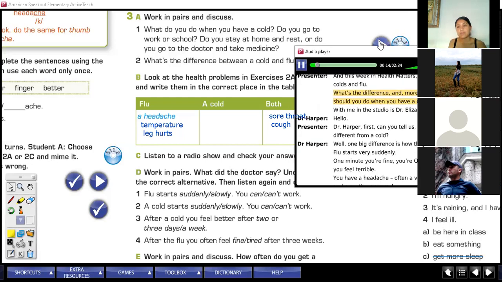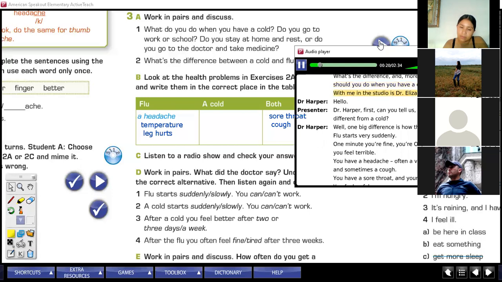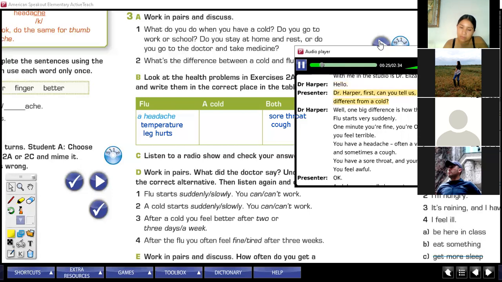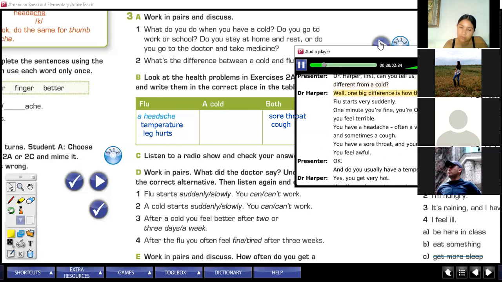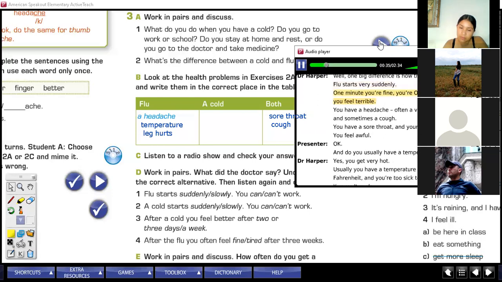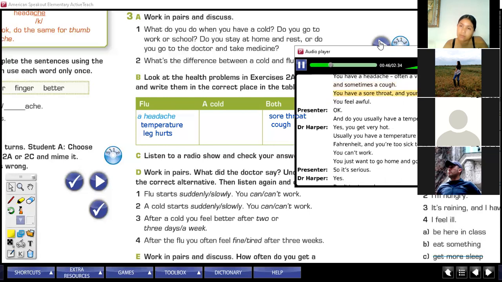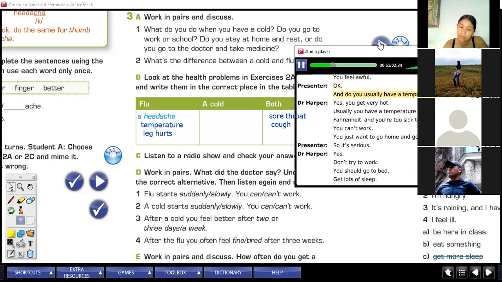What's the difference? And more importantly, what should you do when you have a cold or flu? With me in the studio is Dr. Elizabeth Harper. Hello. Dr. Harper, first, can you tell us how is the flu different from a cold? Well, one big difference is how they start. Flu starts very suddenly. One minute you're fine, you're okay. The next minute you feel terrible. You have a headache, often a very bad headache, and sometimes a cough. You have a sore throat and your arms and legs hurt. You feel awful. Okay. And do you usually have a temperature?